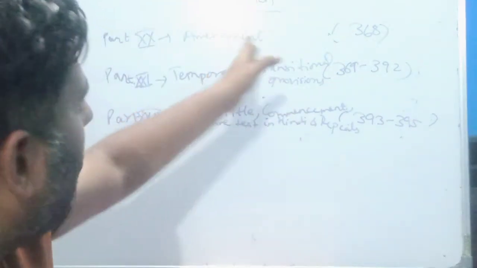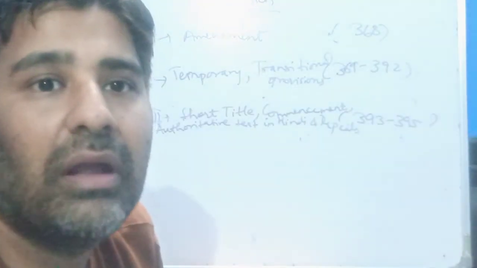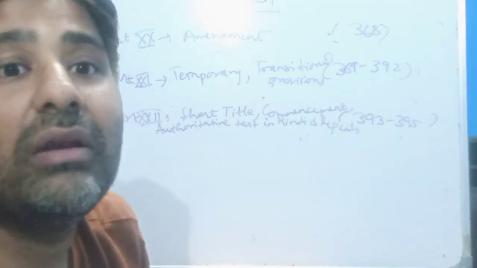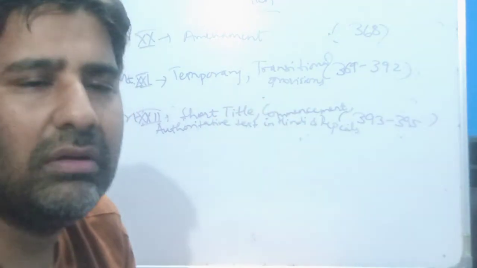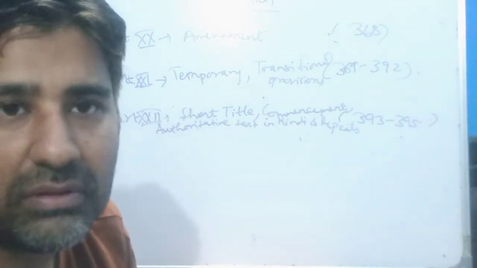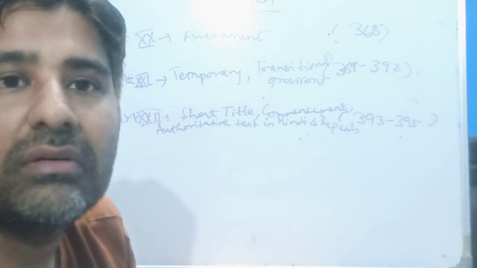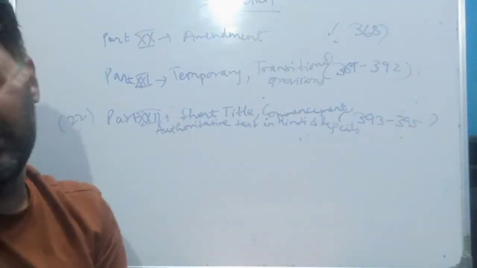You must remember these, and learn them on your fingertips. A question can be asked on these parts with the articles, in matching form. For example, part 9th is panchayat, 9A municipalities. Part 15 elections. Part 18 emergency provisions. Part 16 special provisions with respect to certain classes, which is 330 to 342. So matching can come.